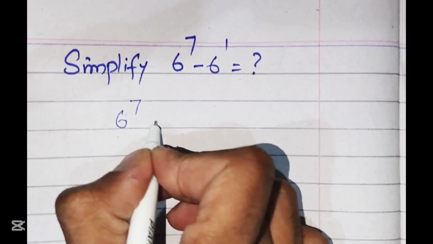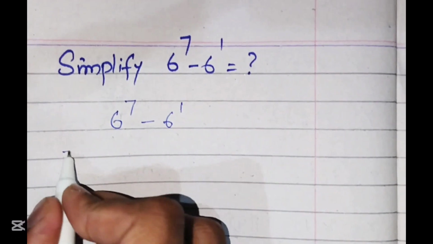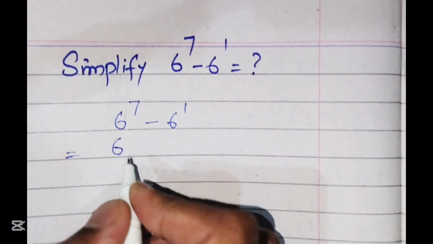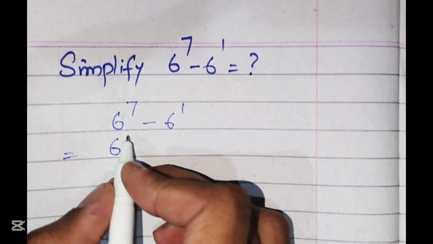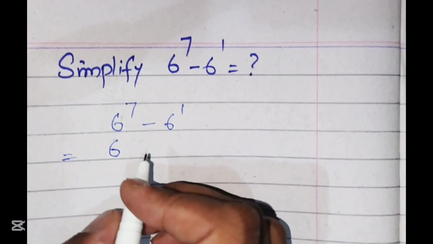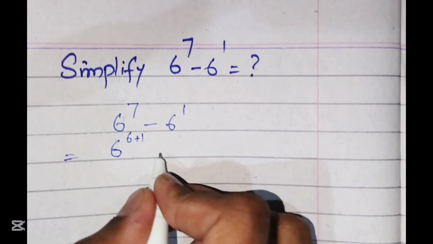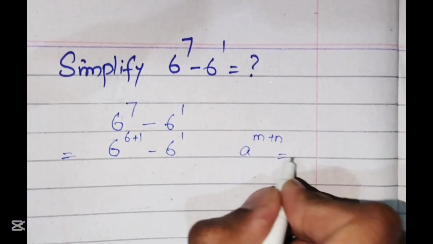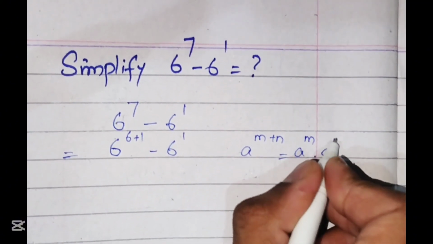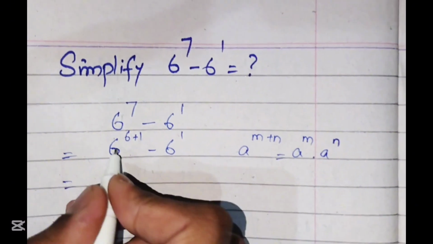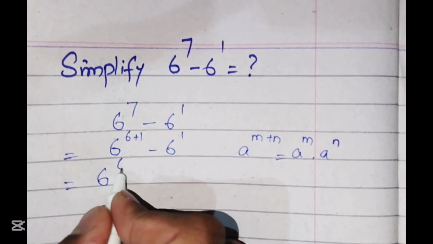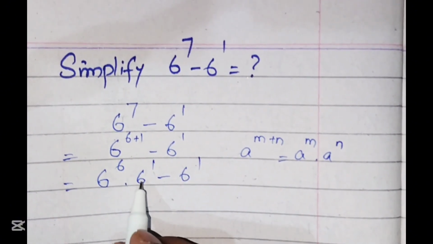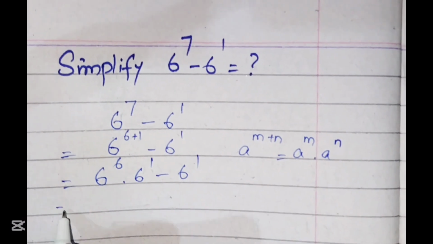We have 6 power 7 minus 6 power 1. We can write this 6 power 7 as 6 power 6 plus 1 minus 6 power 1, whereas a power m plus n can be written as a power m times a power n. So 6 plus 1 will be 6 power 6 times 6 power 1 minus 6 power 1. Now we can take 6 power 1 common from both the terms.